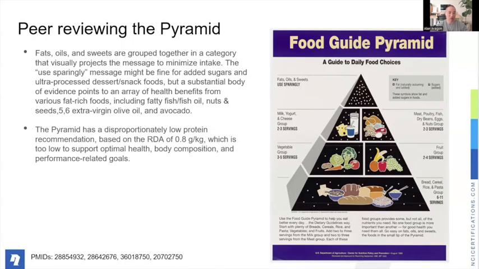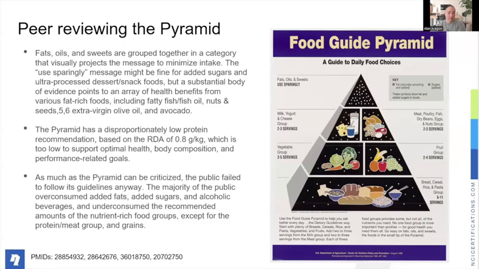So the pyramid has a disproportionately low protein recommendation. This has been a problem for many decades now. So the pyramid's recommendations are based on the recommended dietary allowance of protein, which is too low at 0.8 grams per kilogram of body weight. It's roughly in the mid 40s to mid 50 grams total for the day for an average sized person. And so this is too low to support optimal health, optimal body composition, and it's too low to support physical activity and performance and just everything that really counts for health and fitness.